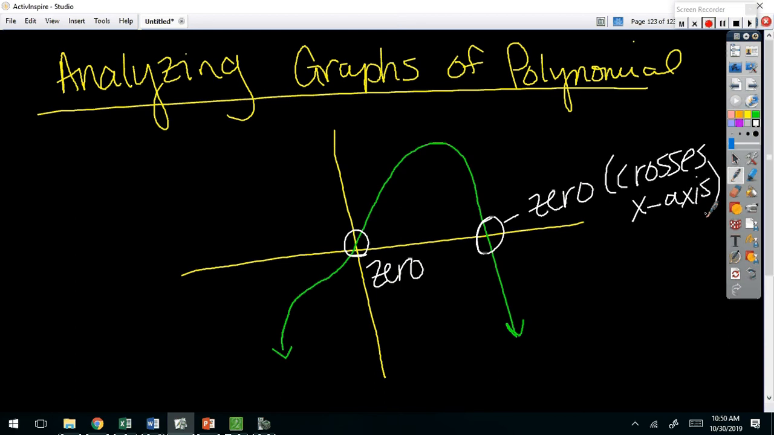Algebraically, what does a 0 look like? When y equals 0, right? And with quadratics, we factored, we set each piece to 0, and we solved from there, and that's how we determined algebraically what the zeros were. But graphically, we can look and we can see where it crosses the x-axis. Does that make sense to everybody?